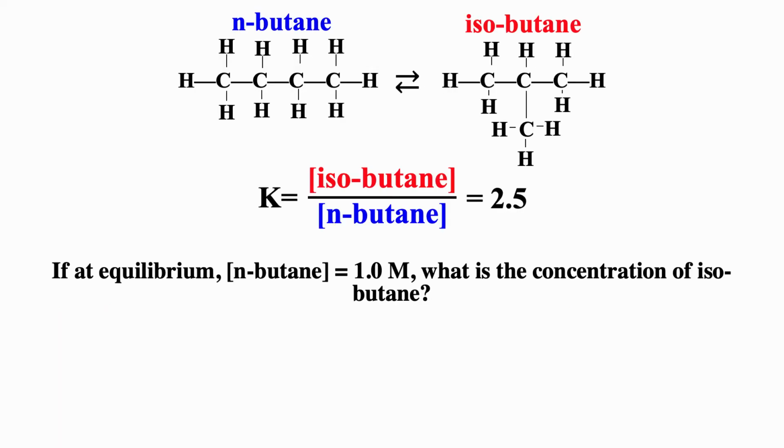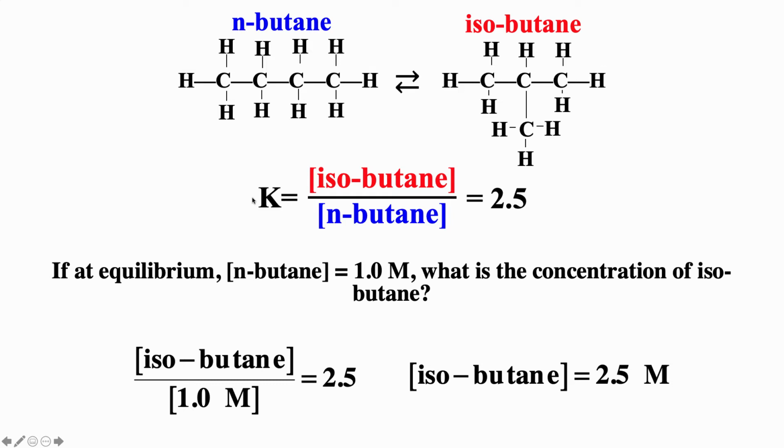So for example, if we're told about this equilibrium, we have N-butane going to isobutane and has the equilibrium constant of 2.5, we could be asked, if at equilibrium N-butane is equal to 1 mole per liter, capital M is molarity, which is moles per liter, what is the concentration of isobutane? And so we can take this expression, and if we multiply both sides by N-butane, we'll get isobutane concentration equals N-butane concentration times K. And so using that, we can see that isobutane would have a concentration of 2.5 moles per liter. And so again, equilibrium constants enable us to determine concentrations at equilibrium.